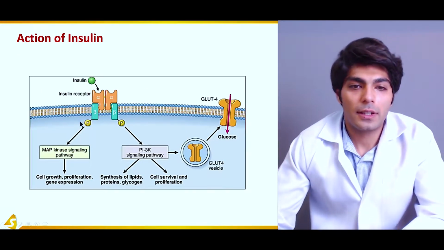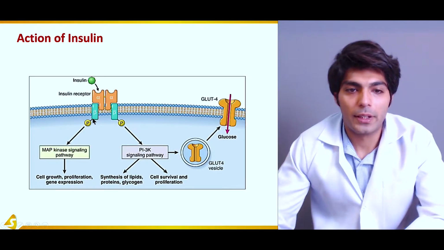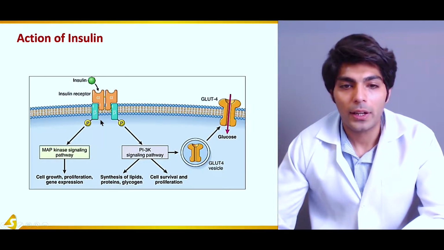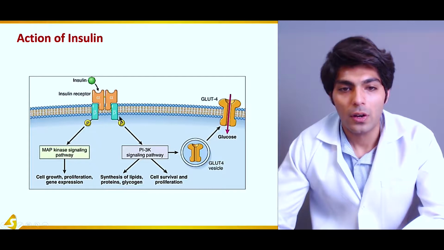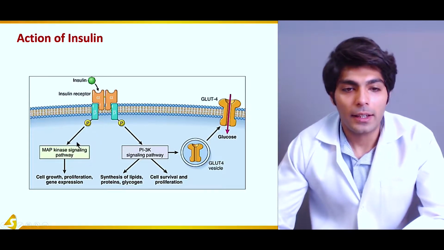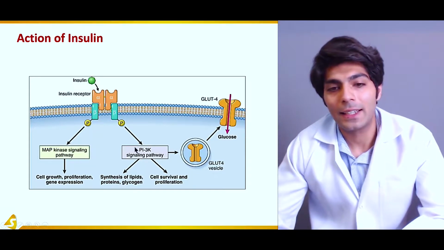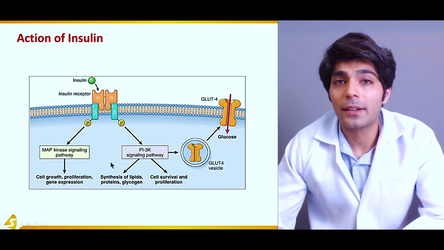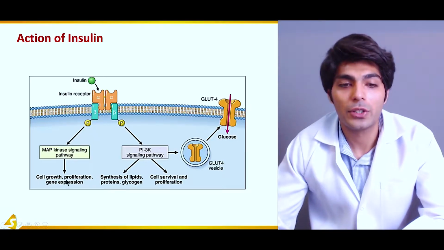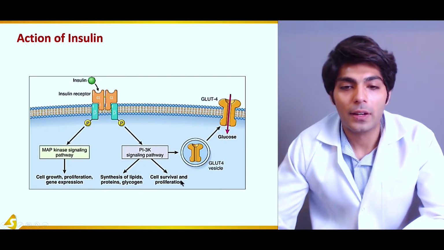You can see in this diagram that insulin attaches with the alpha receptors, and these are the beta receptors, and these are the phosphate bonds from where the kinase activity or signaling pathway occurs. Once insulin attaches with the alpha receptor, there's autophosphorylation of the beta receptors, creating signaling pathways, or kinase pathways, with phosphate 3 kinase. Then there is cell growth and proliferation, performing normal cellular functions: gene expression, synthesis of lipids, proteins, and glycogen, cell survival, and proliferation.